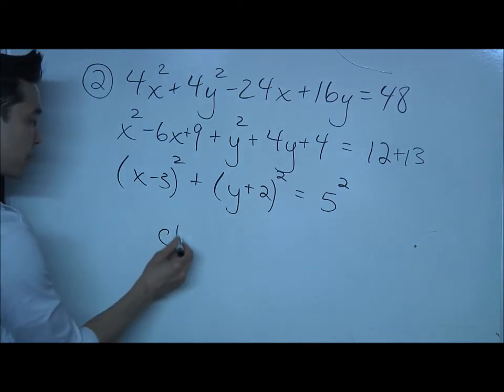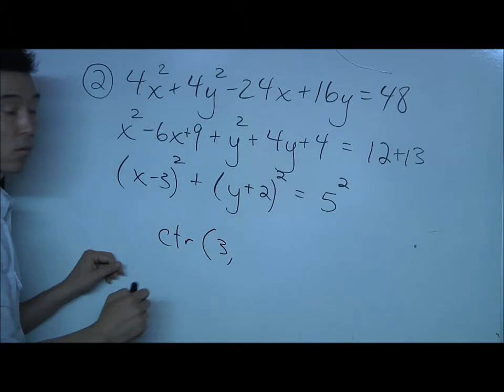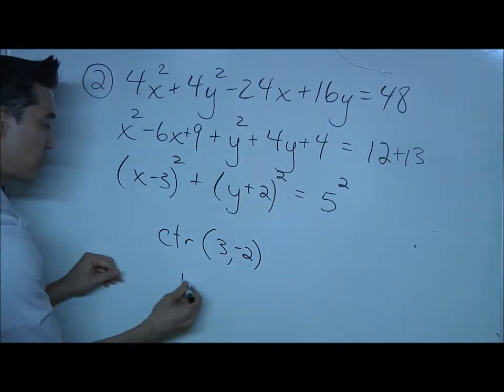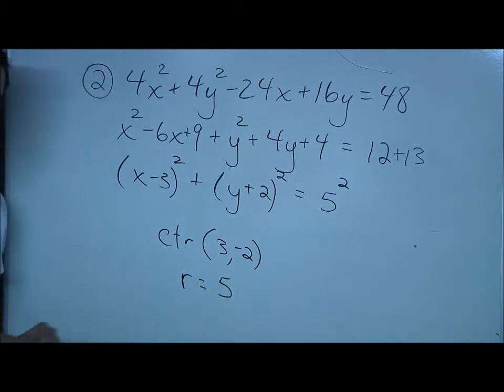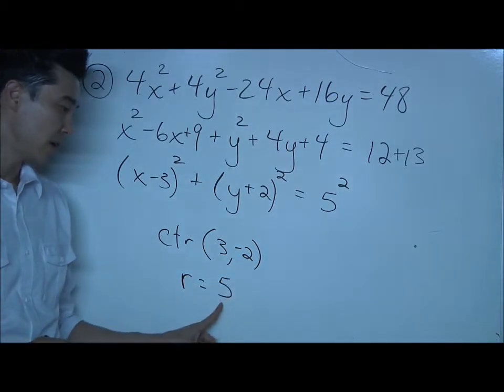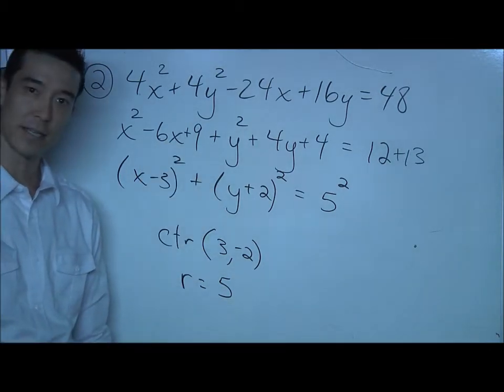So the center is x minus h, so 3, y minus k, so negative 2, and my radius is r, so that's 5. Okay. So if you wanted to graph this, you would find the center point (3, negative 2), and you'd go out 5, and then you could draw your circle around. And that's it.